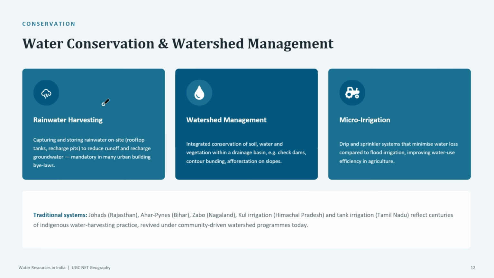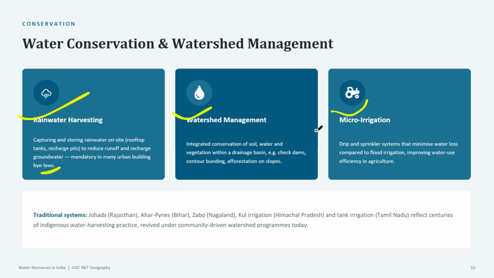Okay, water conservation and water management. Rainwater harvesting: capturing and storing rainwater on site, rooftop tanks, recharge pits to reduce runoff and recharge groundwater, mandatory in many urban building bylaws. Watershed management: integrated conservation of soil, water and vegetation within a drainage basin, for example check dams, contour bunding and afforestation on slopes.